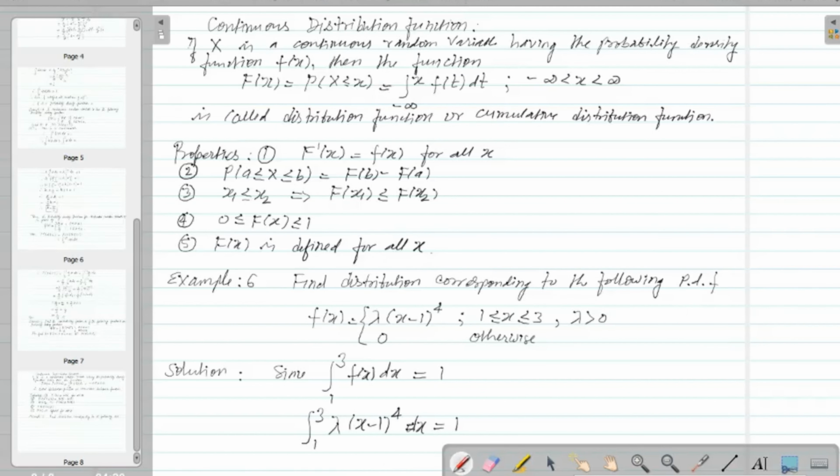Let us go to the next page. So we have lambda is a constant, I'm taking it outside. Integration limit 1 to 3, (x minus 1) to the power 4 dx equal to 1. Now integrate this without expanding.